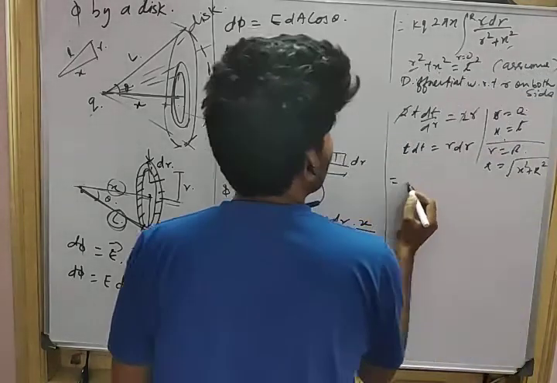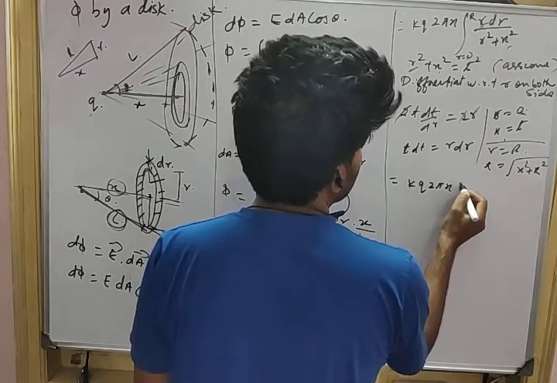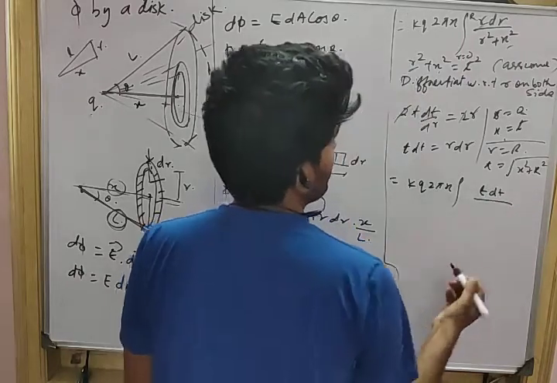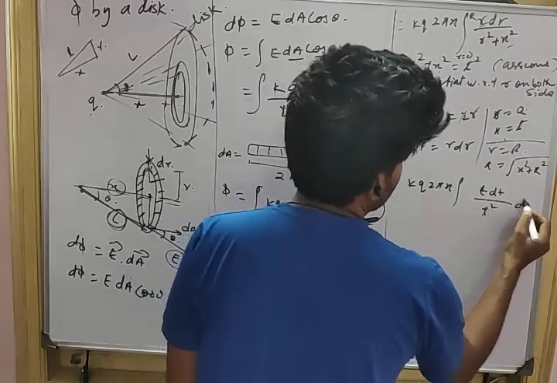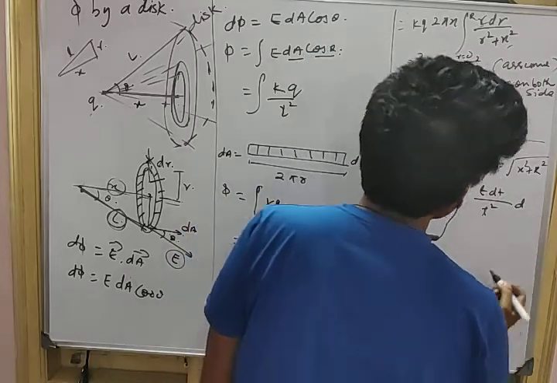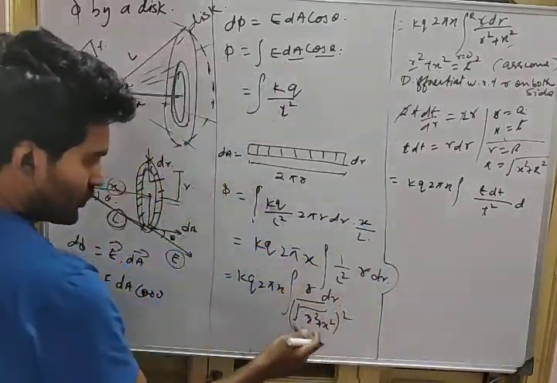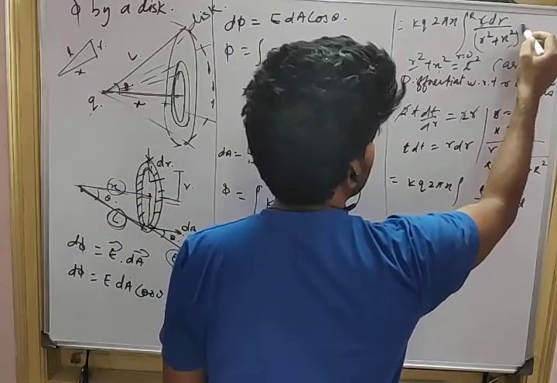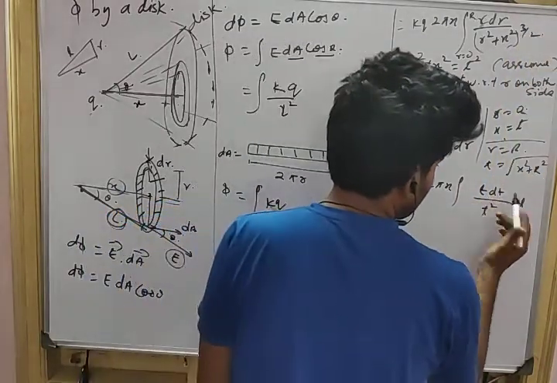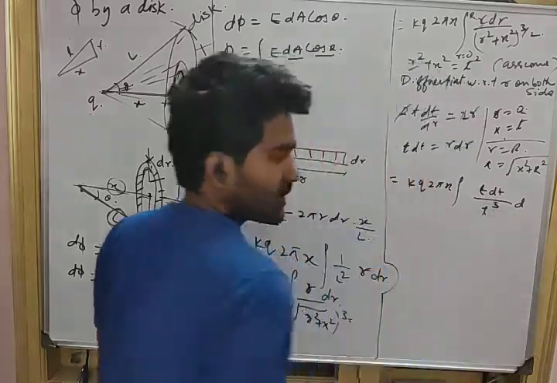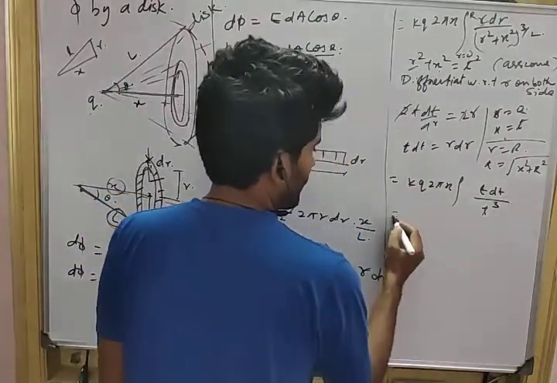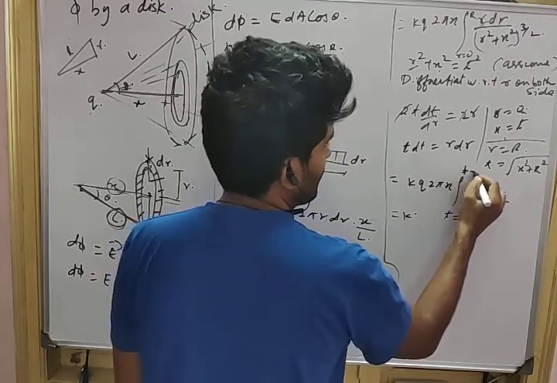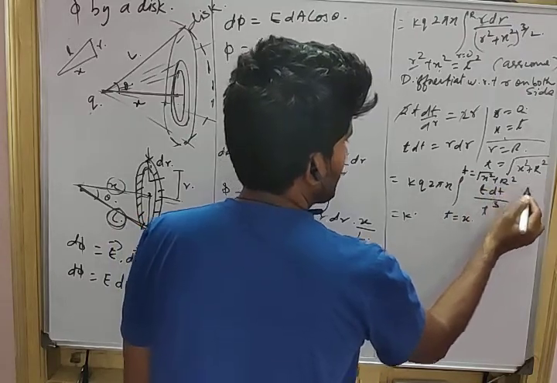Now, so k q 2 pi x into t dt by t cube, this is t square dt, right? I think it's t cube. So it is 3 by 2, right? So it's t cube, okay. So k and limits from t equal to x to t equal to under root x square plus r square, right?